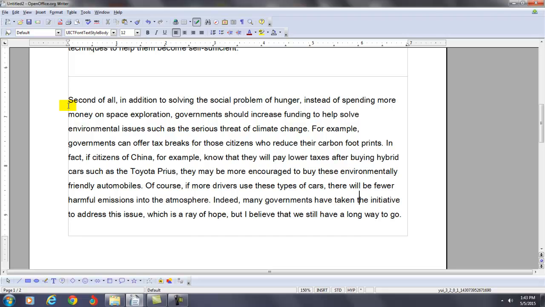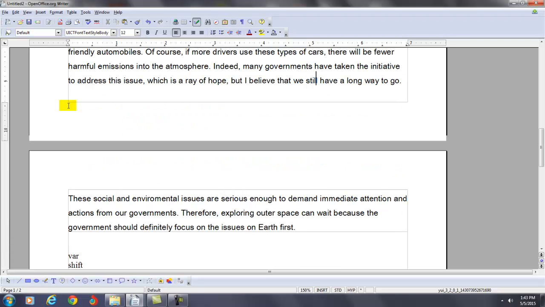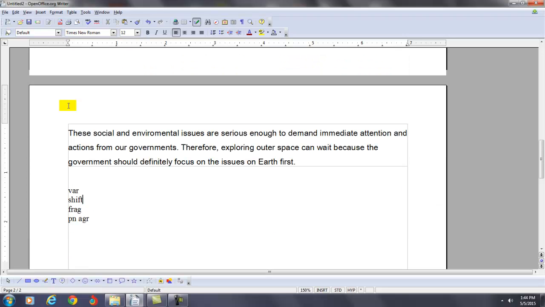Many governments have taken the initiative to address this issue, which is a ray of hope, but I believe that we still have a long way to go. These social and environmental issues are serious enough to demand immediate attention and actions from our governments. Therefore, exploring outer space can wait because the government should definitely focus on the issues on Earth first.